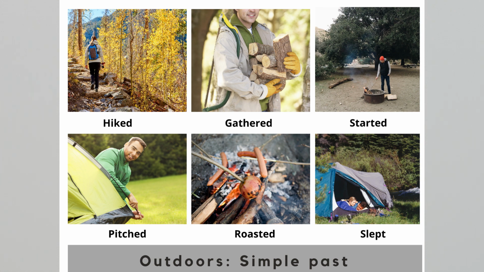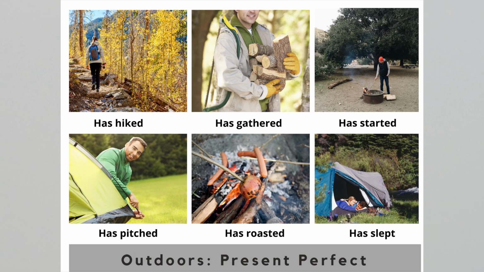The last way we'll tell the story is in the present perfect. Tim has hiked up the mountain. He has gathered firewood. He has started the fire. He has pitched the tent. He has roasted hot dogs. And he has slept outdoors. That's the story of Tim and the outdoors 4 different ways.